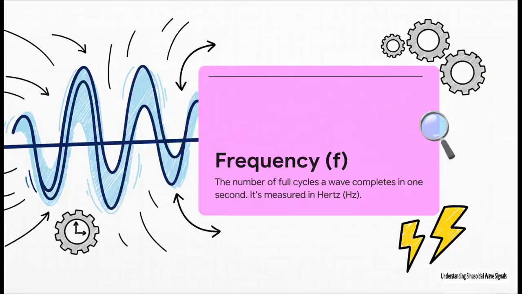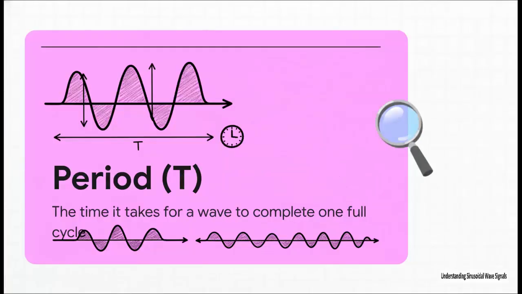Next, we've got frequency. This one is all about speed. It tells us how many of those full up and down cycles the wave can squeeze into one single second. Here in North America, our power grid operates at 60 hertz. That means the electricity in your walls is flipping back and forth 60 times every single second. That's just incredibly fast.